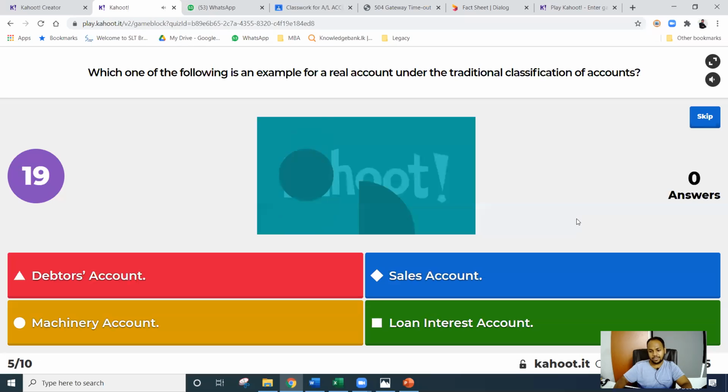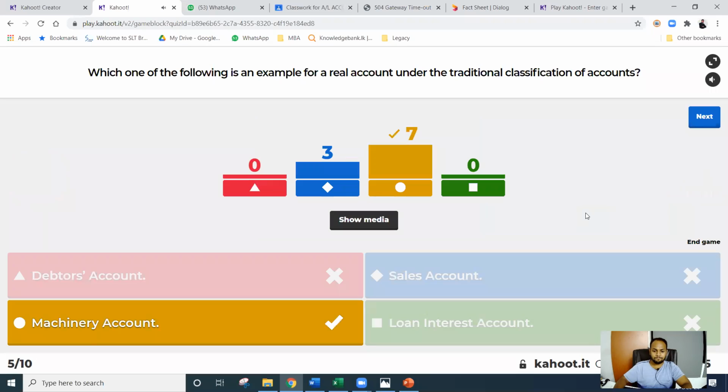Real account under the traditional classification of accounts. What is the real account? I did real accounts and nominal accounts. Machinery. Real account means the real estate I told, the PPE, property, plant and equipment. So the machinery account is correct.